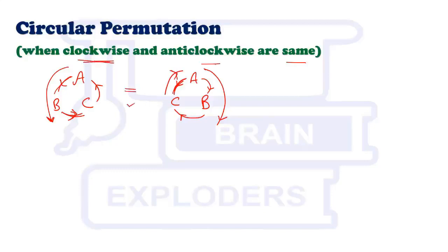So here the total number of permutations, there is only one possible permutation in this particular case. Now how do we solve this in general? We just divide the number of permutations by 2.